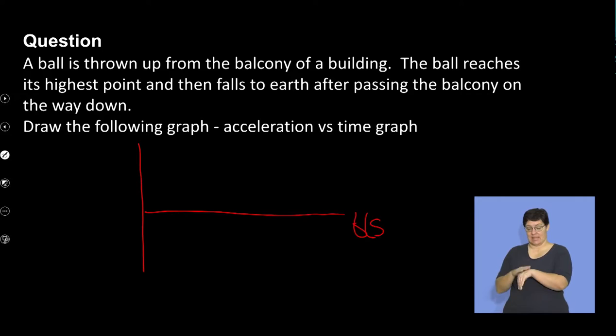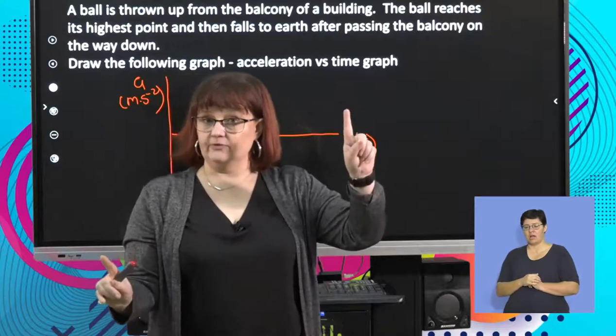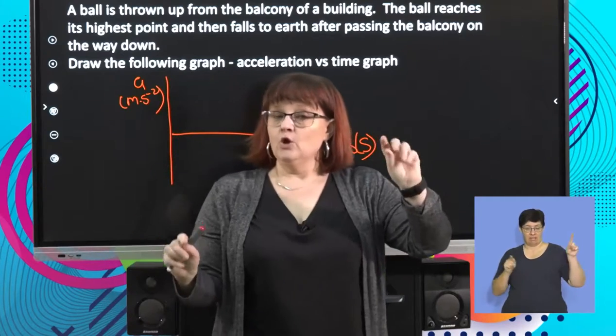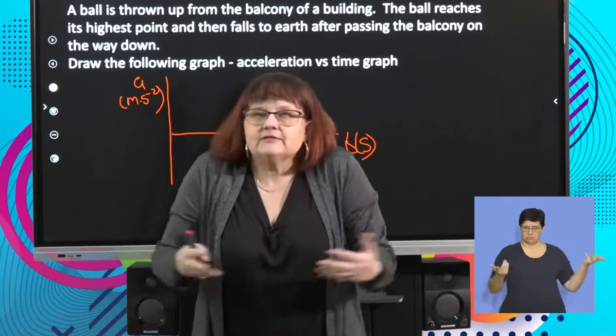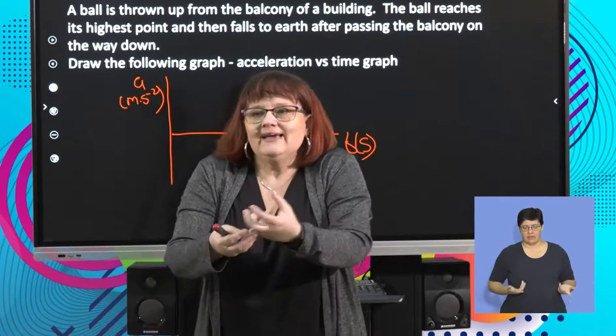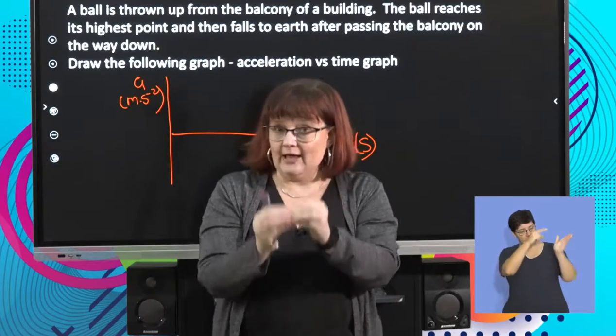So, time, acceleration. Now, I'm hoping what you guys have noticed every time I do one of these sketch graphs is I always label the axes, okay? You must label the axes, otherwise it's just random lines. It doesn't make any sense. I can't get anything from it. So make sure you label your axes.